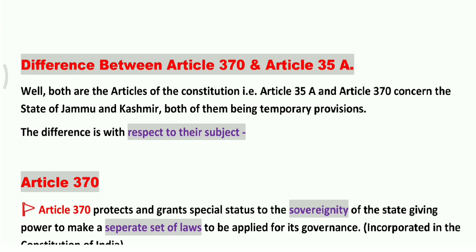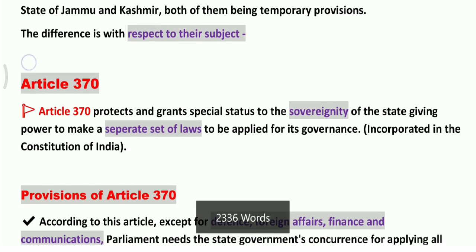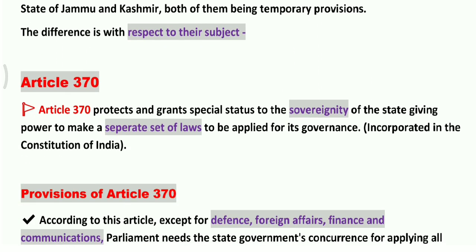Well, both are the articles of the Constitution and both concern the state of Jammu and Kashmir, both of them being temporary provisions. The difference is with respect to their subject. Article 370 protects and grants special status to the sovereignty of the state, giving power to make a separate set of laws to be applied for its governance, incorporated in the Constitution of India.